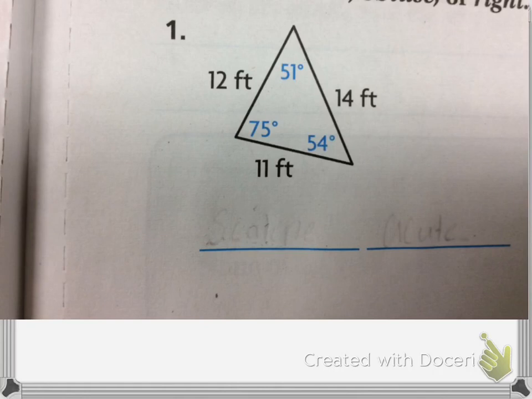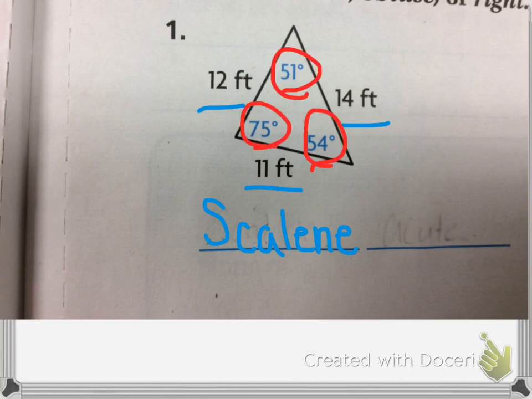Let's first determine what type of triangle this is based off of its sides. We see here that there are no 2 sides that are the same or congruent. So we know that this is a scalene triangle. Now let's look at the angles. 51 degrees, 54 degrees, and 75 degrees. All of these are less than 90. So it is acute. This is a scalene acute triangle.